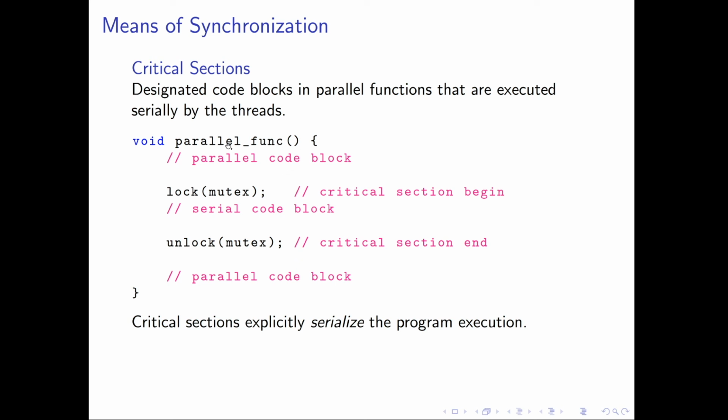Like we have our parallel function, and then generally the code there is executed in parallel. Everything that happens here is not synchronized with all the other threads that also call this parallel function. And then we obtain a lock, access our critical section. Then comes serial code, where the critical section essentially serializes the following code execution. And then we leave the critical section, and things become parallel again.